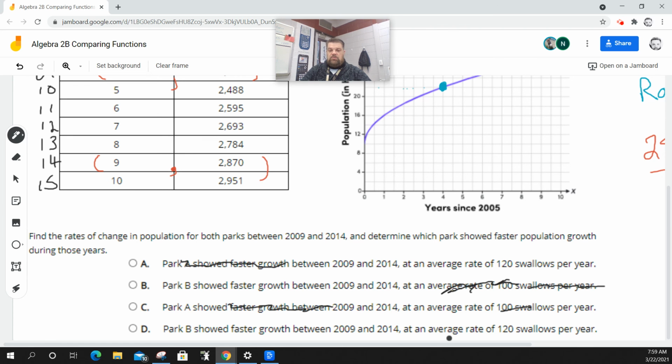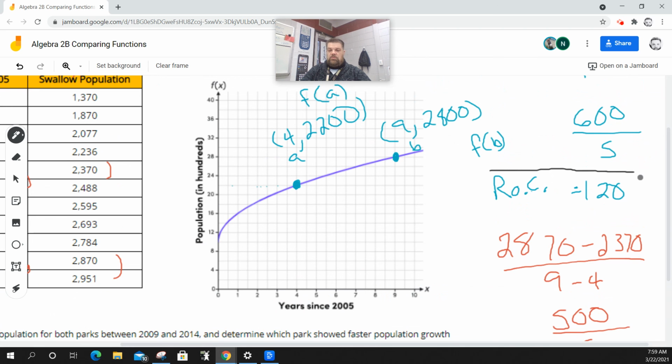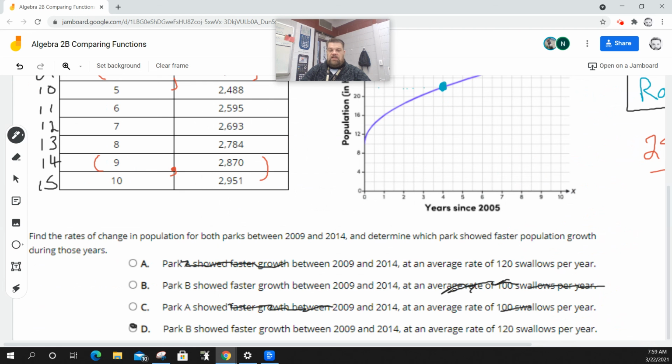Park B showed a faster growth rate with an average rate of 120 swallows per year. Well, yeah, that's true. Park B did have 120 from within that time. So D is the correct answer. And that is how it is done.